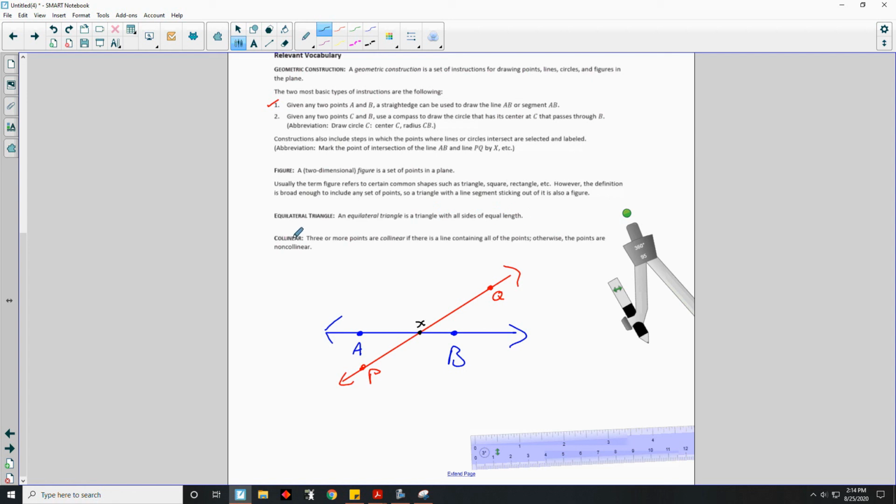And then the word collinear: three or more points are collinear if there is a line containing all the points, otherwise the points are non-collinear. So if I focus on point P, point X, and point Q, those 3 points are on the red line, which is called PQ. So point P, point Q, and point X are collinear because they're on the same line. Point P, point X, and point B are non-collinear because they are not on the same straight line.